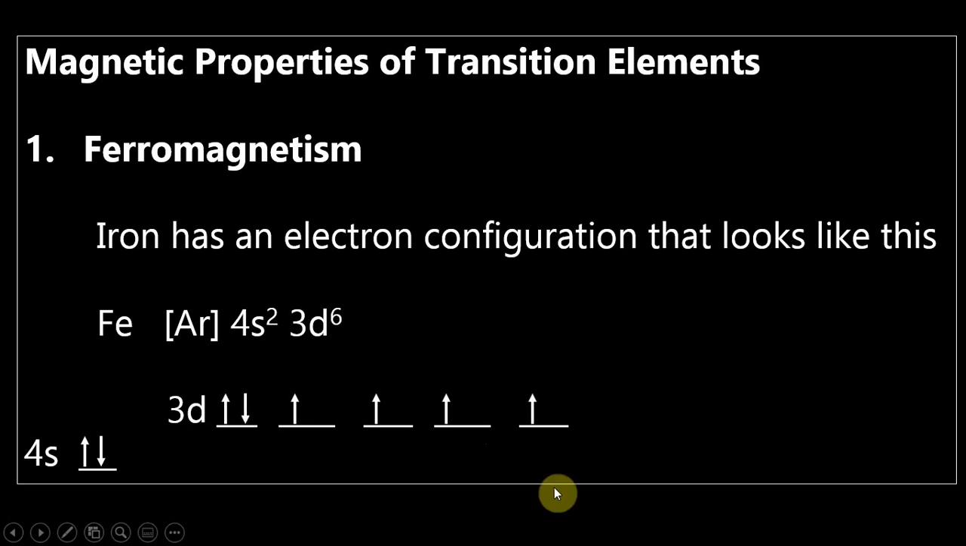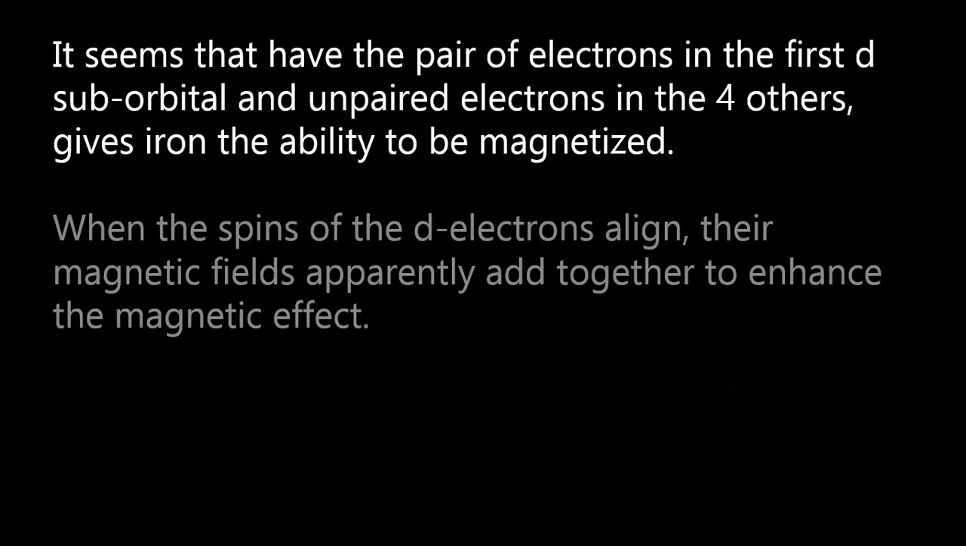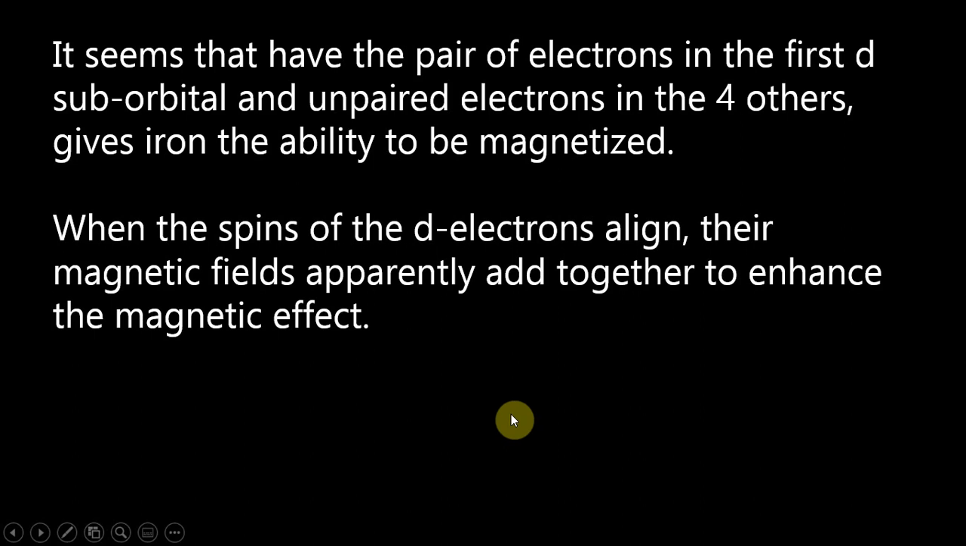Actually 4 unpaired electrons, because the configuration looks where the first suborbital of the 3d is filled with electrons, spin up, spin down, and then 4 unpaired electrons. So it seems that having the pair of electrons in the first d suborbital and unpaired electrons in the others gives iron the ability to be magnetized. The way it's explained is that when the spins of the d electrons align, their magnetic fields apparently add together to enhance the magnetic effect.